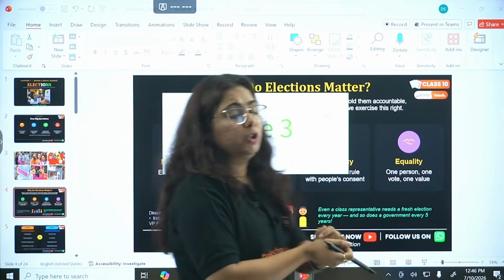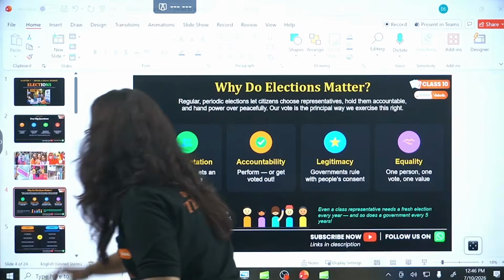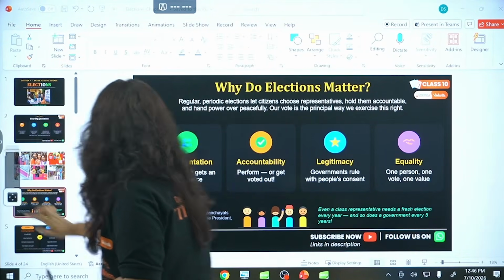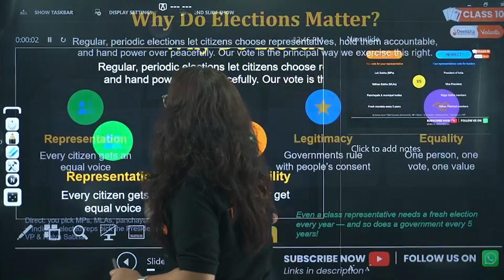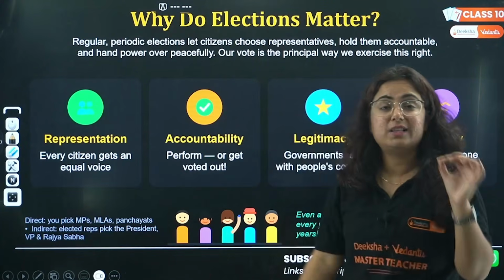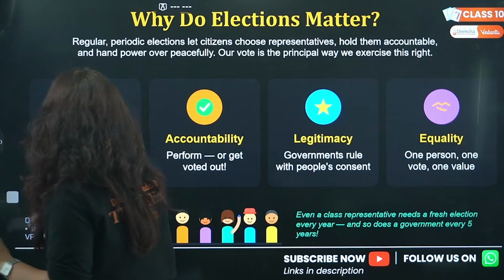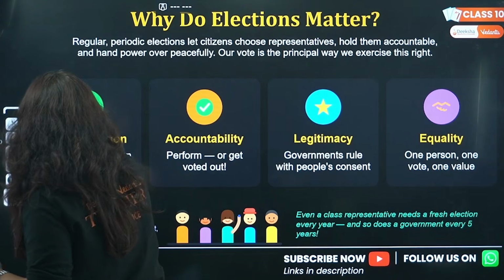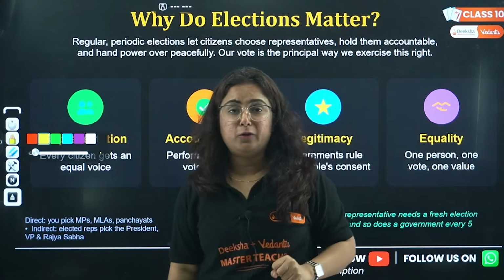So what I want to tell you is that, beta, not every year, bhai, every 5 years we conduct the elections. So conducting election after every 5 years, what does it mean? It means that we are making the leaders accountable to us. We are making the leaders what? Accountable to us.